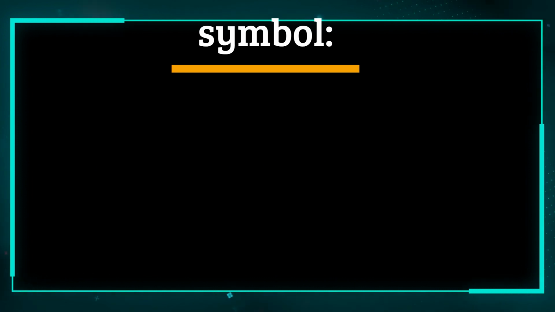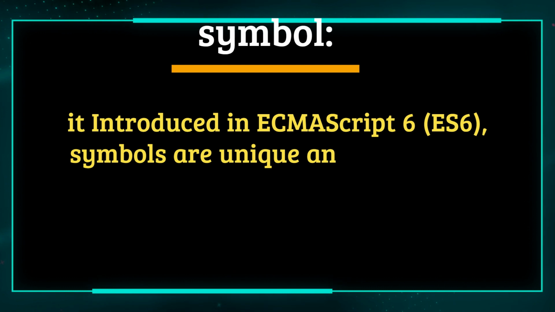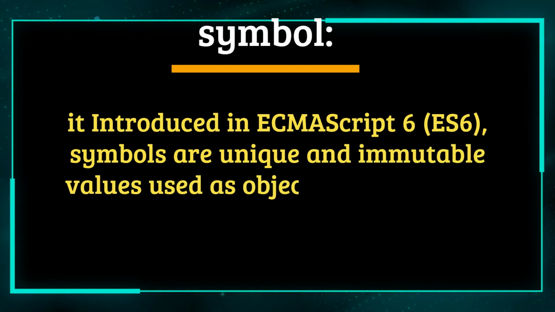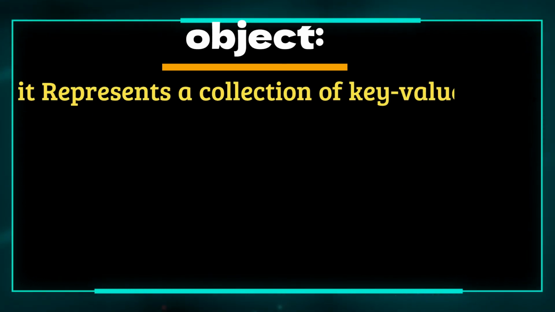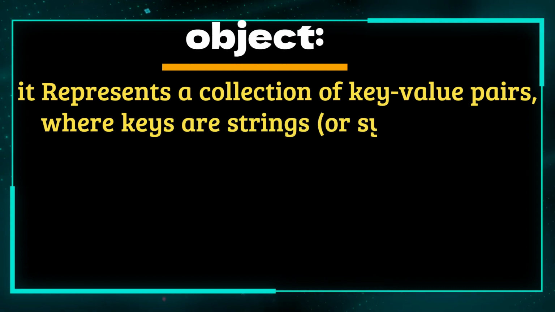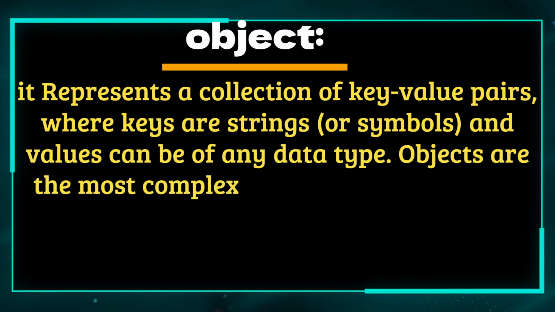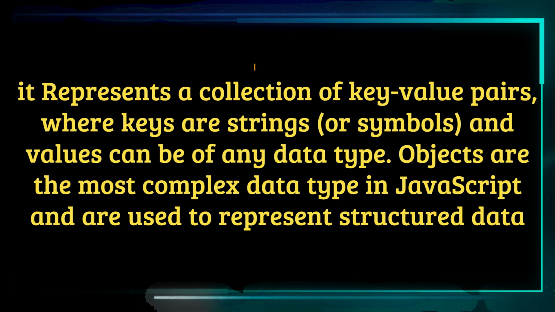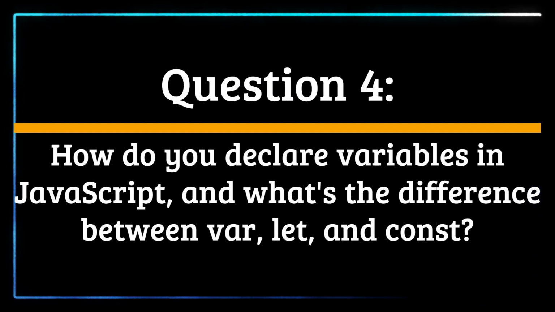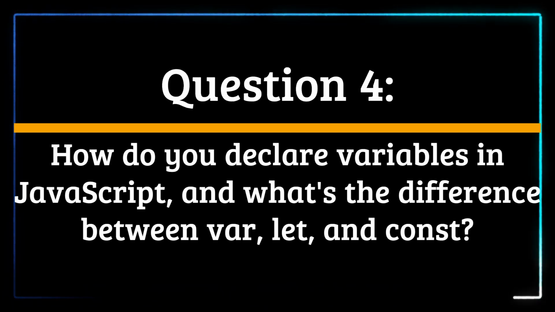Symbol. Introduced in ECMAScript 6, ES6, symbols are unique and immutable values used as object property keys. Object. It represents a collection of key-value pairs, where keys are strings or symbols, and values can be of any data type. Objects are the most complex data type in JavaScript and are used to represent structured data. Question 4. How do you declare variables in JavaScript, and what's the difference between var, let, and const?